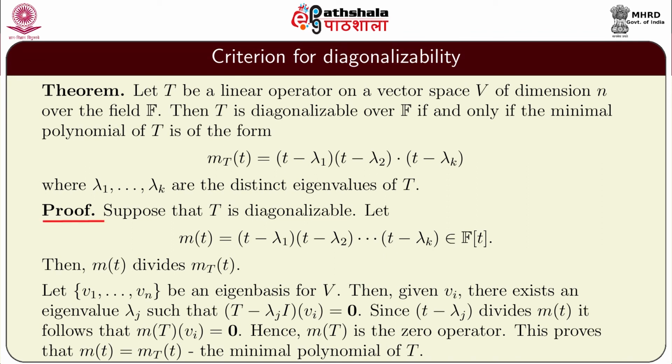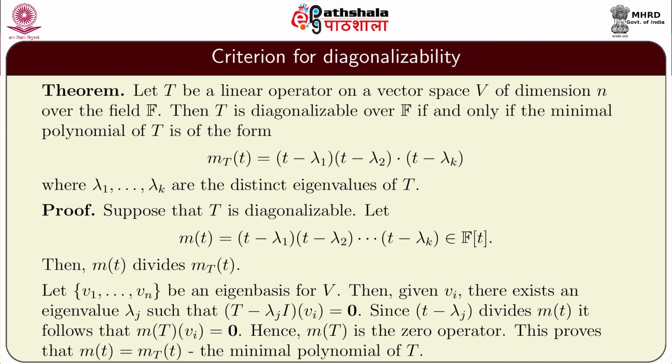Proof: suppose that T is diagonalizable. Let us denote this polynomial (T minus lambda 1)(T minus lambda 2) and so on up to (T minus lambda k) as m(t). Then m(t) divides m_T(t), that is, this polynomial m(t) divides the minimal polynomial.